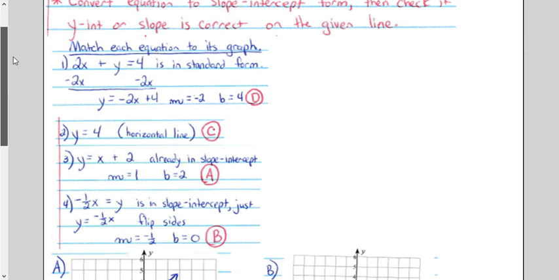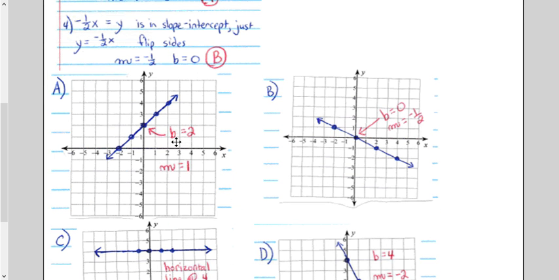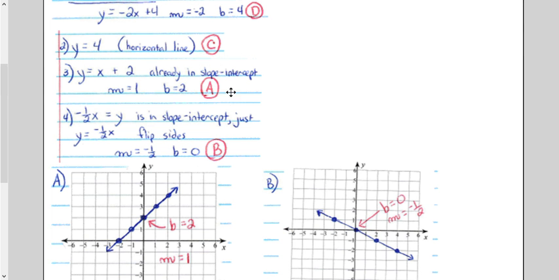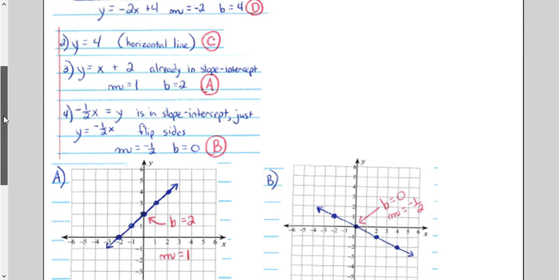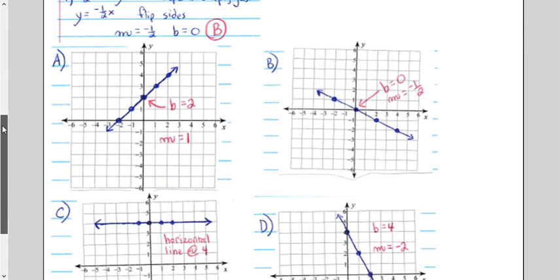Let's go up here and find where my slope is positive 1. Oh, right here, number 3. And my y-intercept was 2. Yes, slope is 1, y-intercept is 2. So A is my graph. You could go through this on each one. For example, look at this one right here. My y-intercept is 0. There's my y-intercept at 0, and I would go down 1 to the right 2. So my rise is negative 1 and my run is positive 2. There's my slope, and it matches up. Number 4 matches up with this graph.